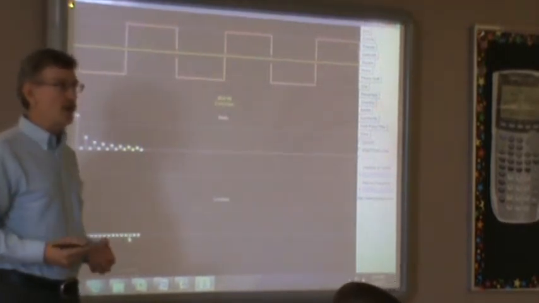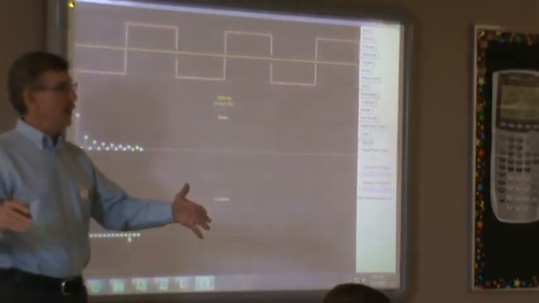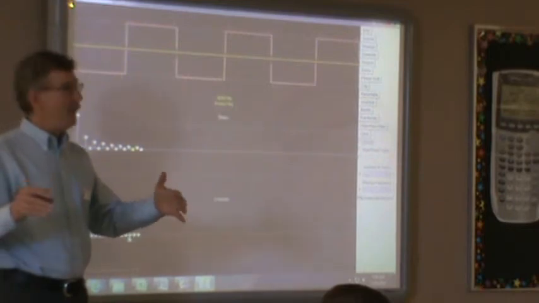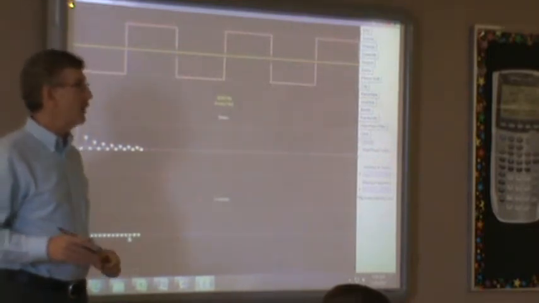But I hope you can see how you can take an original function, represent it by its Fourier approximation, and then frequency by frequency, you can change things in that Fourier approximation.